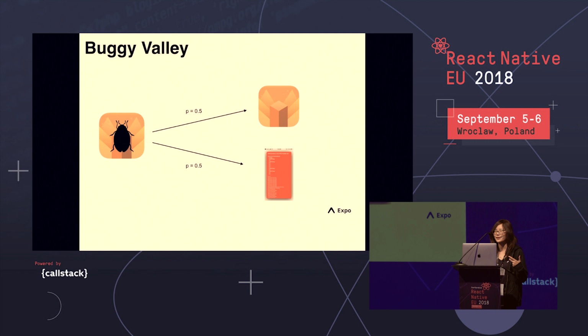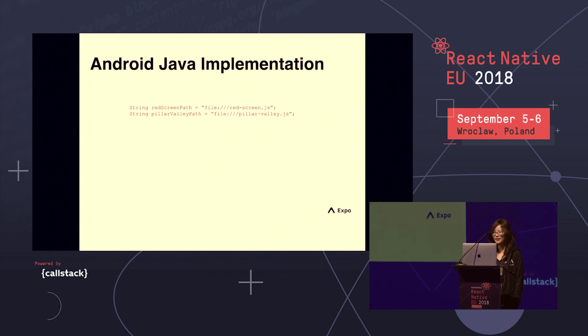So you might be wondering, okay, how do we even implement Buggy Valley? And let me tell you, the implementation for iOS and Android, they're pretty similar. So I'll just stick with the Android implementation. We're going to be digging around in native code. And the first thing we're going to do is we're going to take the red screen of death app, and we're going to take the Pillar Valley app. They're both JavaScript bundles, and we're going to put it onto our file system. We're going to point to these bundles in our red screen path variable and our Pillar Valley path.